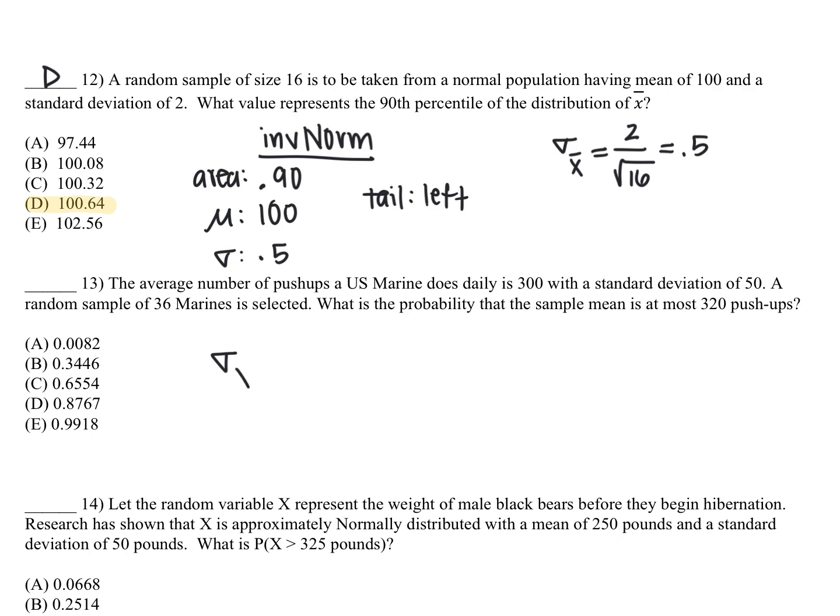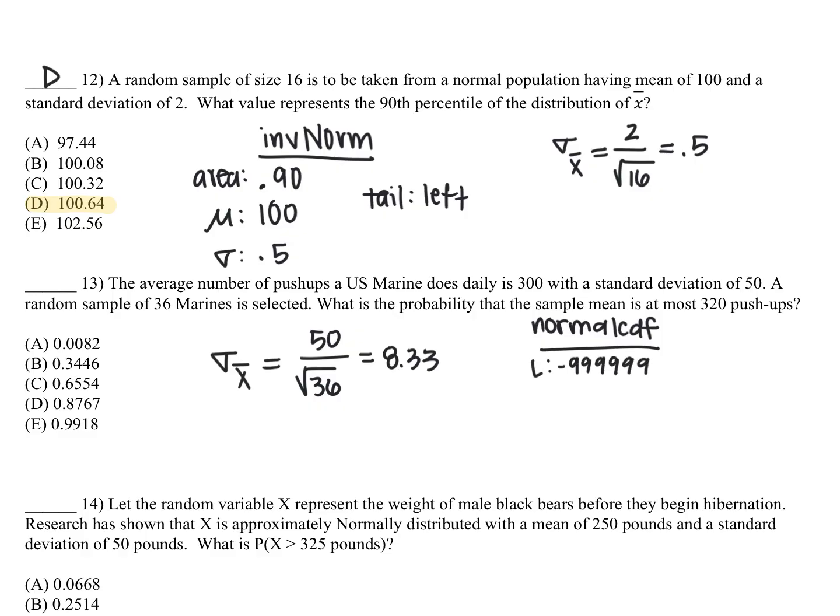So again, standard deviation has to be calculated. So 50 over the square root of 36. It's going to be 8.33. And then we can do normal CDF. Lower bound is negative 1E99, upper bound 320, mean 300, standard deviation 8.33. And we're going to get 0.9918.